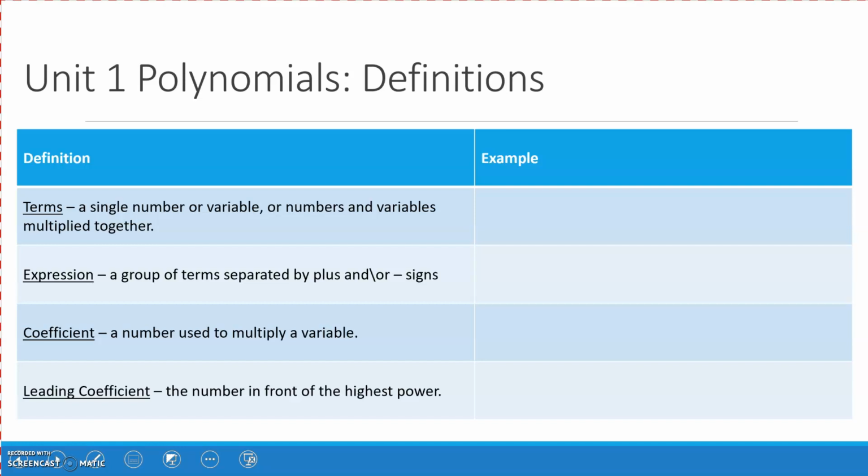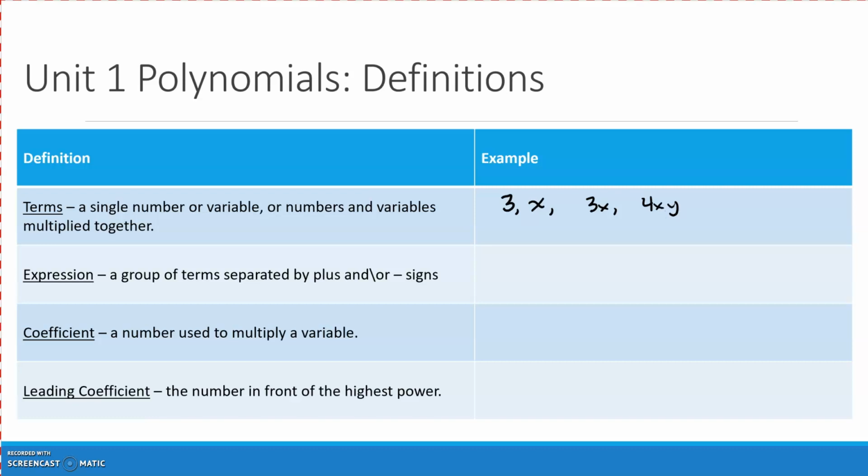So our first definition is term, a single number or variable or numbers and variables multiplied together. So a single number would look like 3. A variable could be x, y. Number and variables multiplied together could be 3x or 4xy.